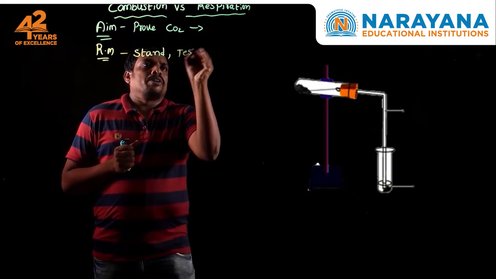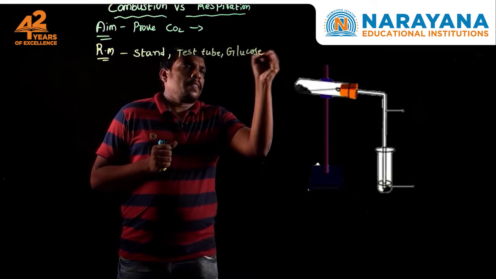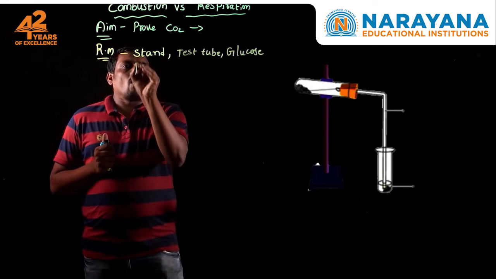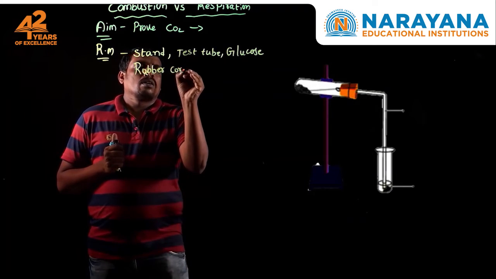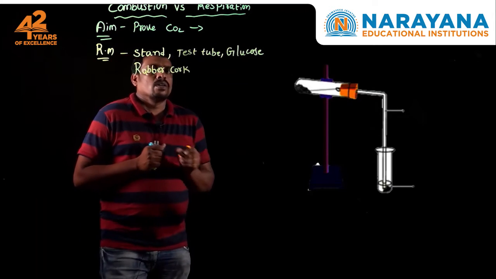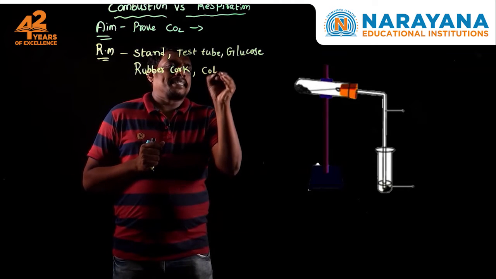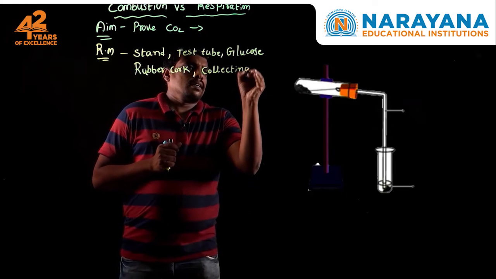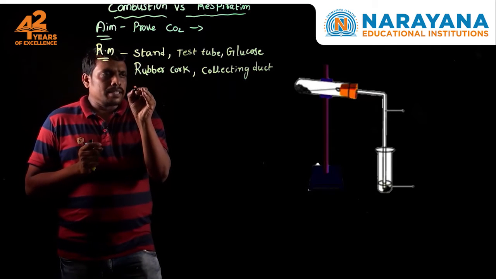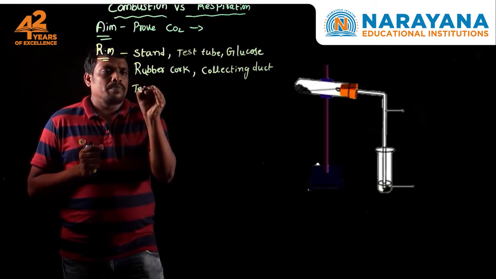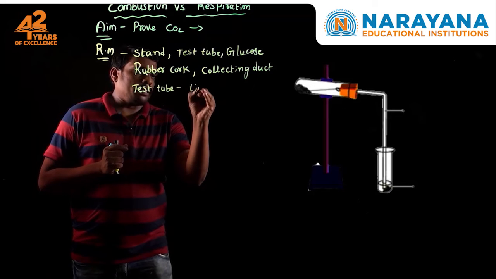Stand, we need a test tube, glucose, and the rubber cork. Along with this rubber cork, we need a collecting duct, as you can see there, and we need another collecting test tube, which is filled with lime water.